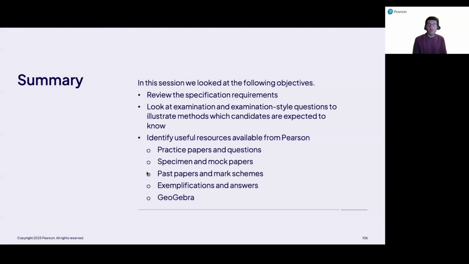So just a quick summary of what we looked at today. Identifying the key resources from Pearson that support you in your teaching and delivery of trigonometry, as well as looking at some of the exam style questions and some of that candidate performance as well.